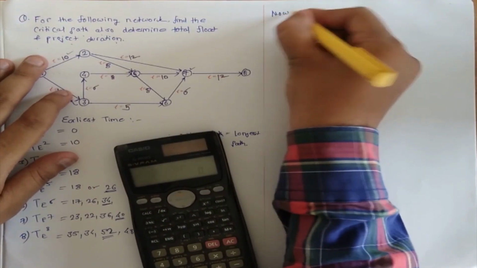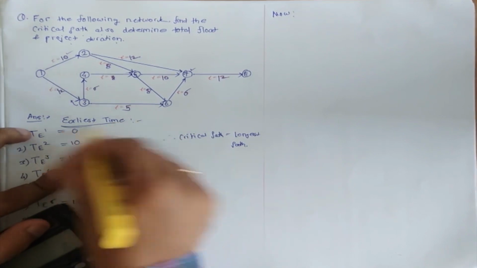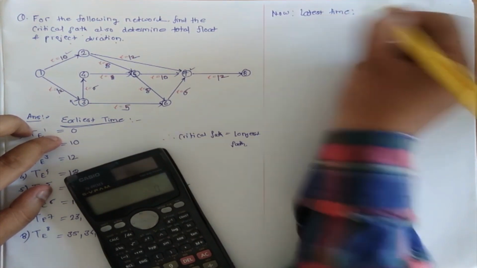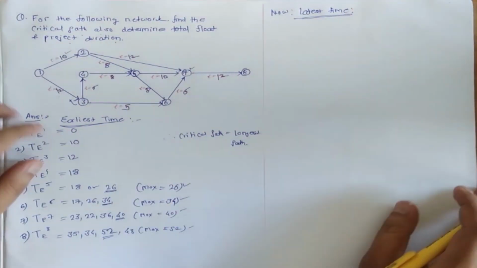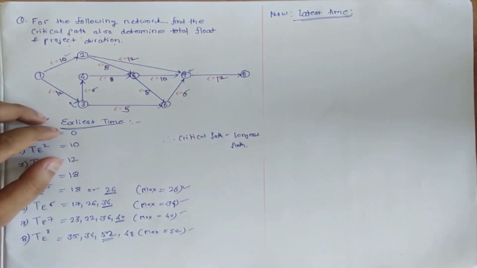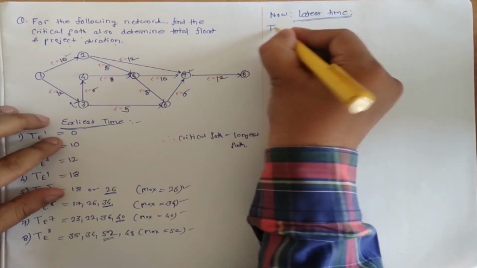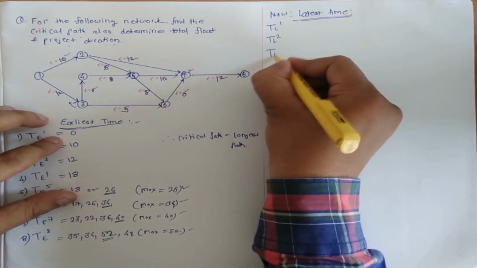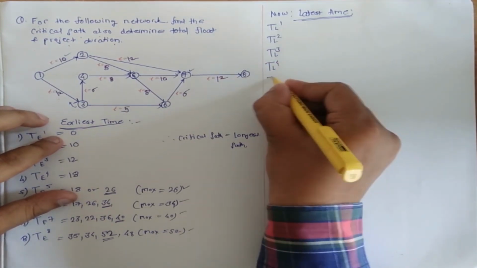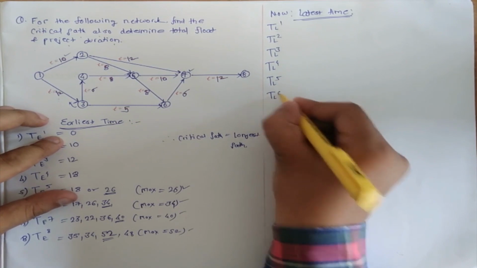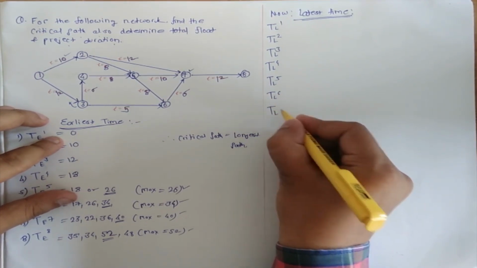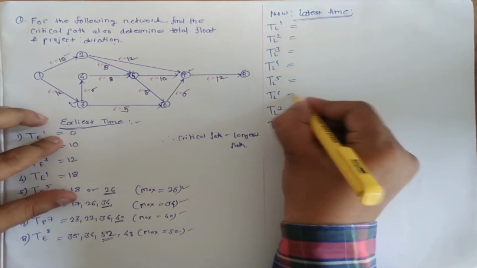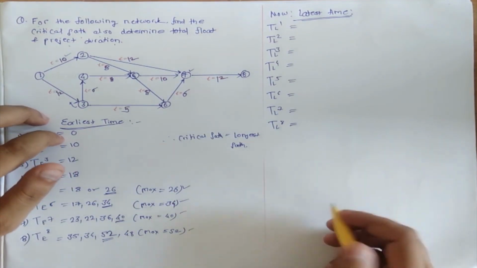So now after the earliest time, we will see the latest time. TL1, TL2, TL3, TL4, TL5, TL6, TL7 and TL8, where this space we'll use for the calculation.